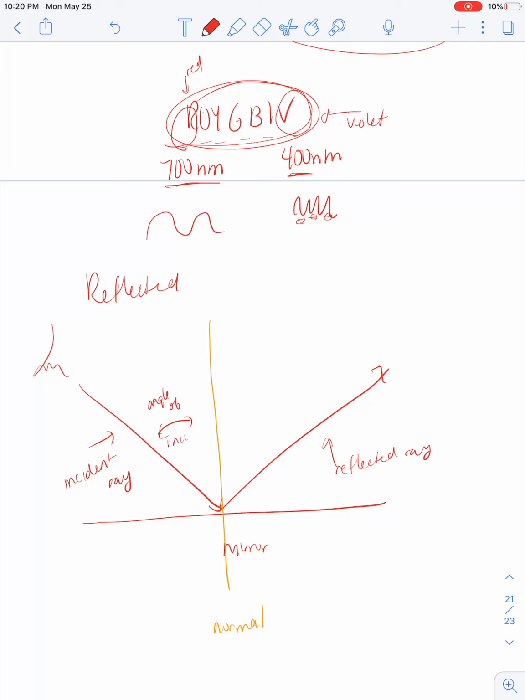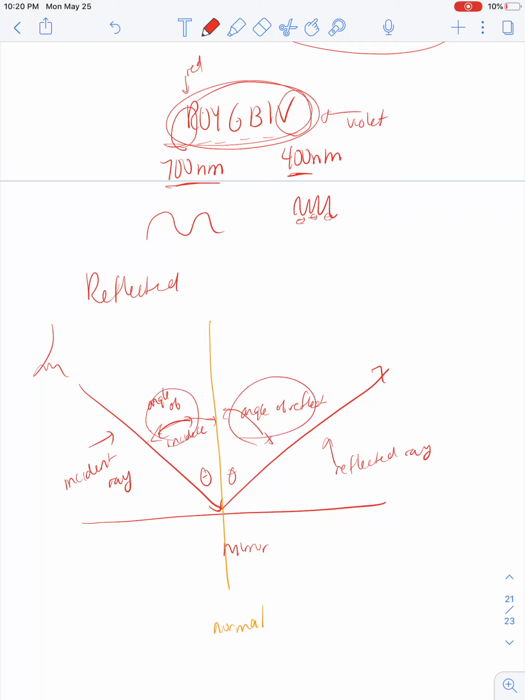And this here is called the angle of incidence. And the angle of incidence is just the incident ray to the normal. And then there's another one. This one is called the angle of reflection. So this is the angle of the reflected ray from the normal.